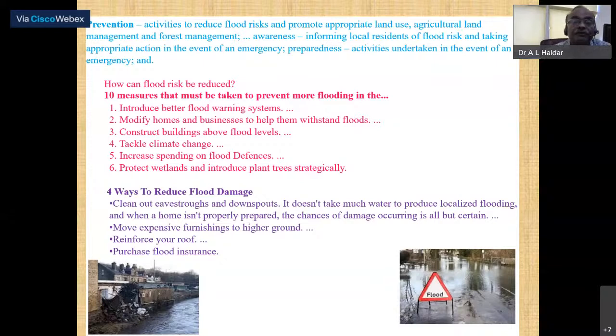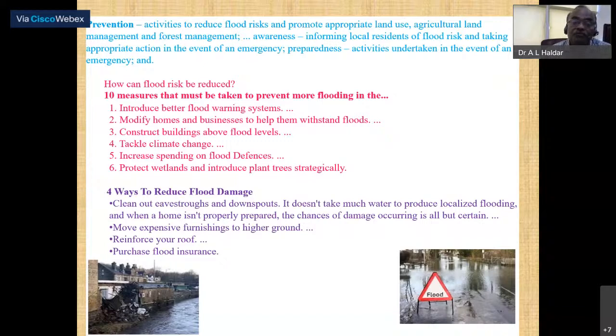Now, to come to the prevention, we know that prevention is better than cure. It means that prevention should take place. Prevention is the activity to reduce flood risk, and it will promote appropriate land use, agriculture, land management, and forest management. You should be aware to encourage local residents about flood risk and appropriate action in the event of an emergency. So how could the flood risk be reduced?